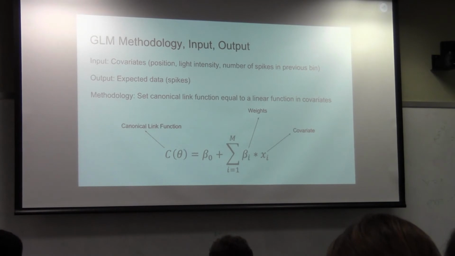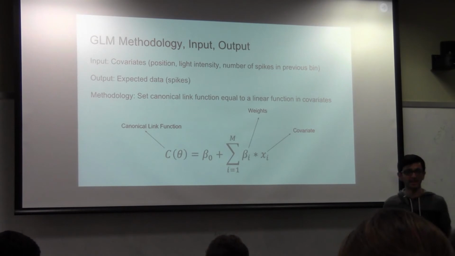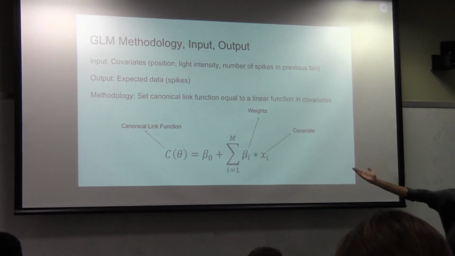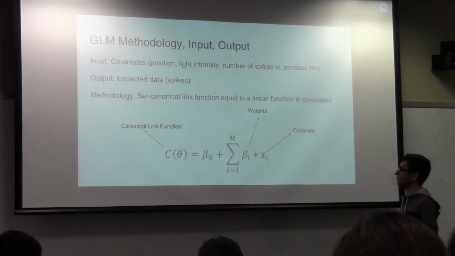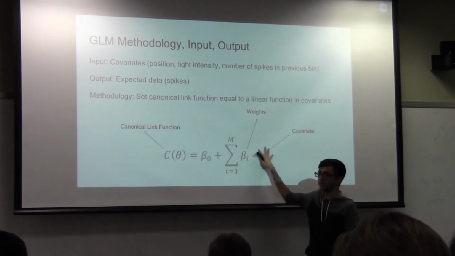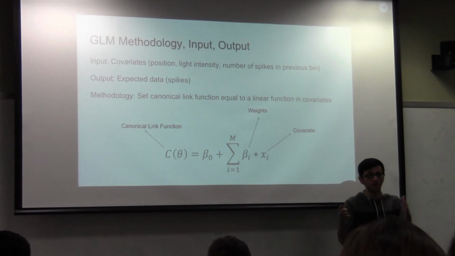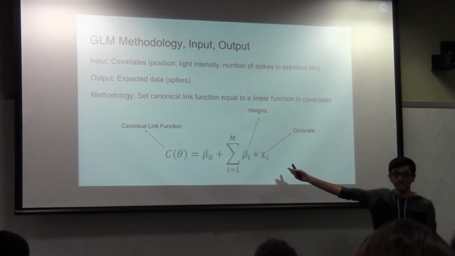Your covariates would be, what is their GPA? How much sleep did they get? Things like that. What is their income level? Because you think those affect their happiness. So covariates are just things that you think are relevant to explaining the data. And the way GLMs work is you set the canonical link function to a linear function of your covariates, right? That's where generalized linear model comes in. You set it to a linear function of your covariates.